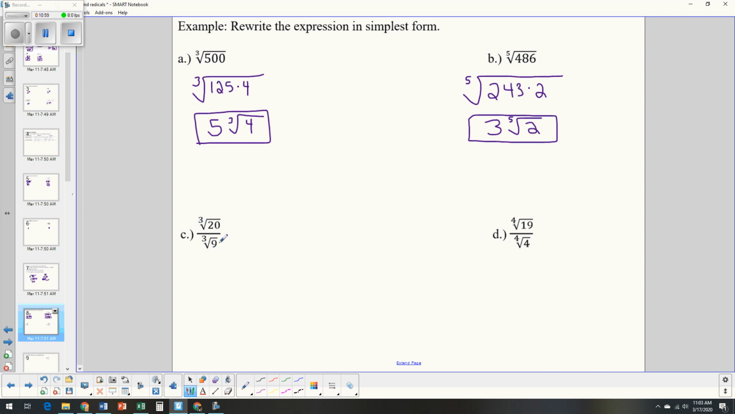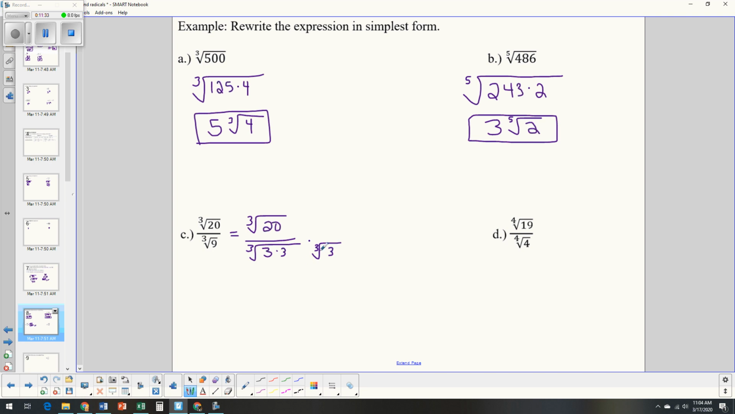Nothing is going to go into either 20 or 9 that is a perfect cube. But 9, I know, is really 3 times 3. So this is the cube root of 20 over the cube root of 3 times 3. If I want the denominator to go away, I need to have 3 of whatever number I have in here. I have 2 so far, so I need 1 more. So I'm going to multiply this by the cube root of 3.